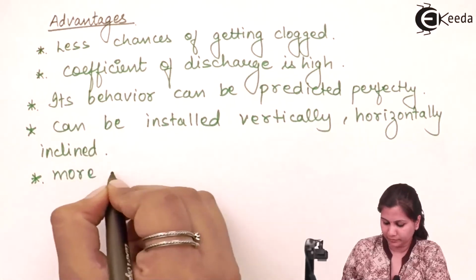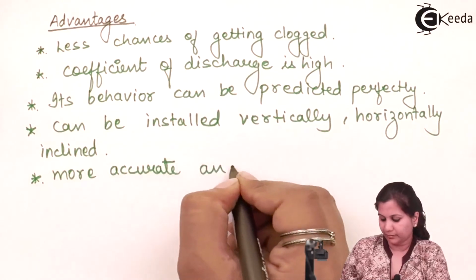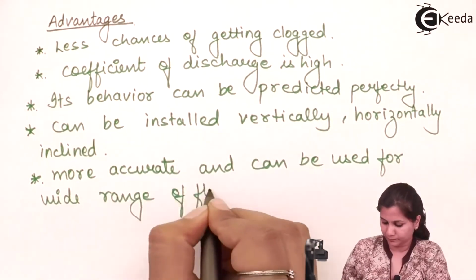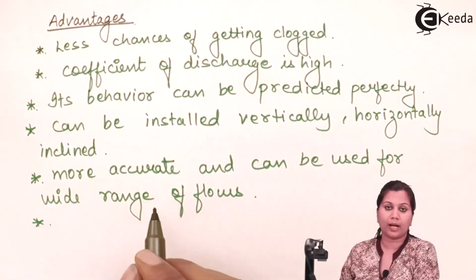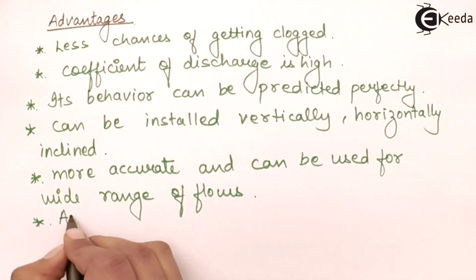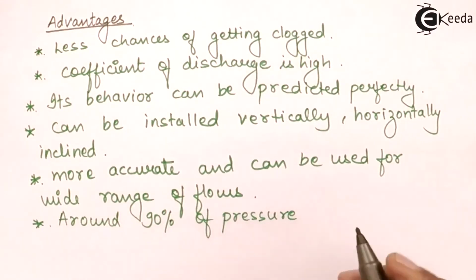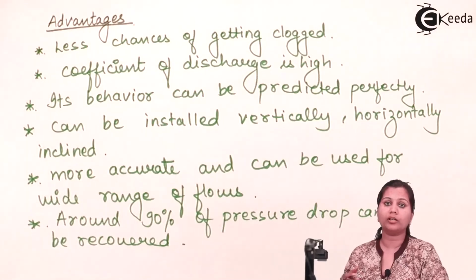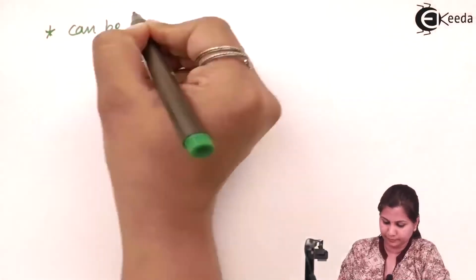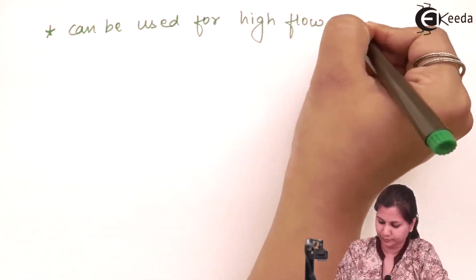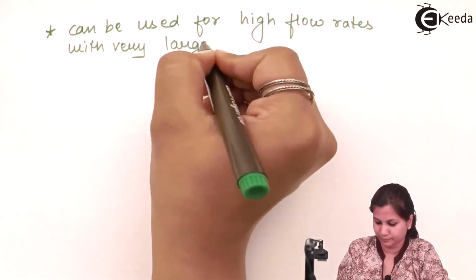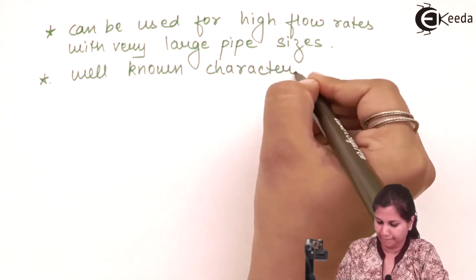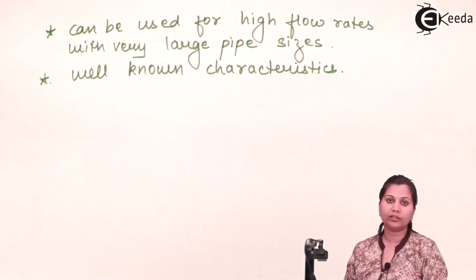They are more accurate and can be used for a wide range of flows. And through the Venturi tubes, around 90% of the pressure drop can be recovered. And they can be used for measuring very high flow rates for large pipes. They have very well known characteristics. So these are some of the advantages of the Venturi tubes.